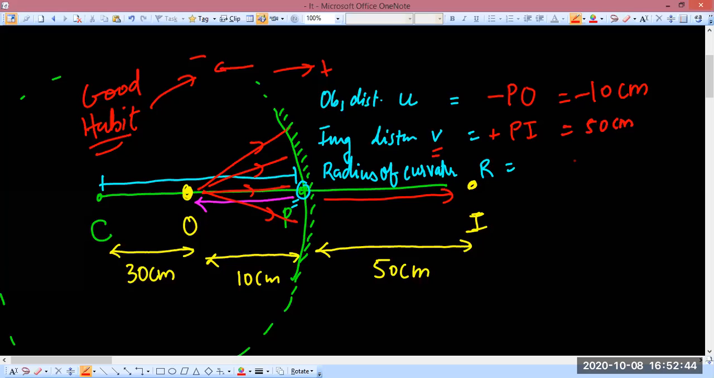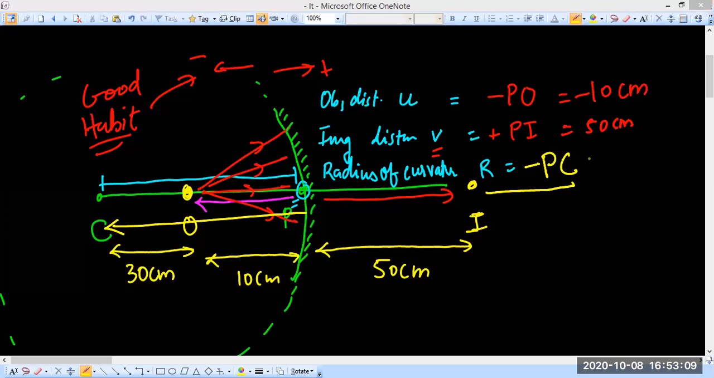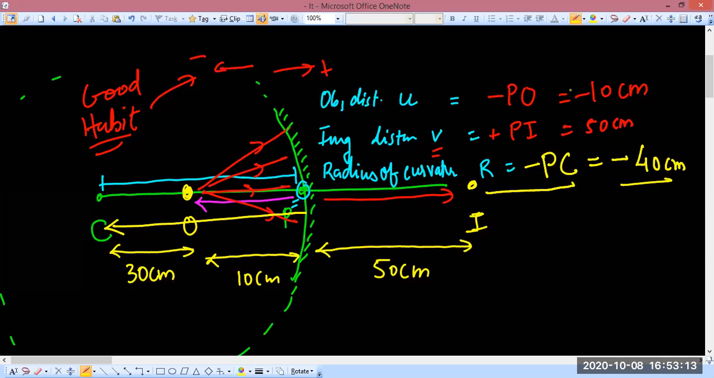Now radius of curvature, listen to this carefully. Radius of curvature means from P to C. So this is going to be minus PC. Is that clear? This R is equal to minus PC. So what will be this answer? It will be minus 40 centimeter. Right? This answer will be minus 40 centimeter.